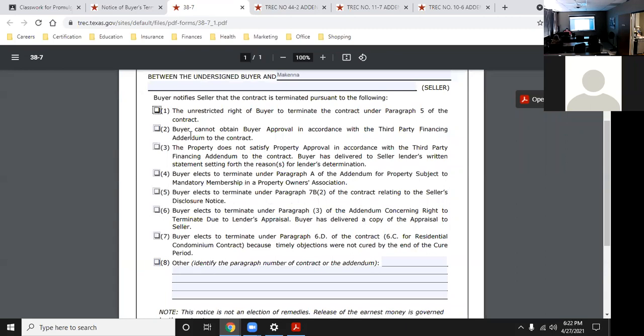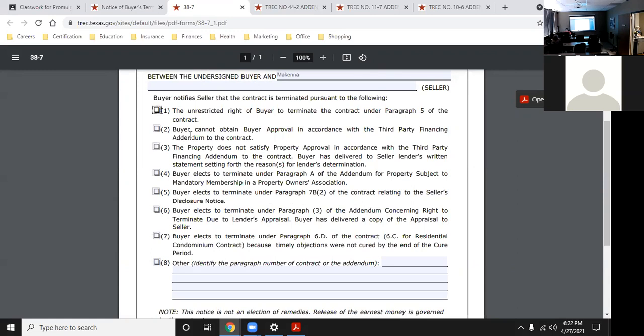The buyer cannot obtain buyer approval in accordance with a third-party financing addendum. That is basically if the financing falls through. So if something happens where they get financing and everything's going good and they lose their job and financing backs out or whatever, this is the box you would check. Basically, financing falls through. That's box 2.